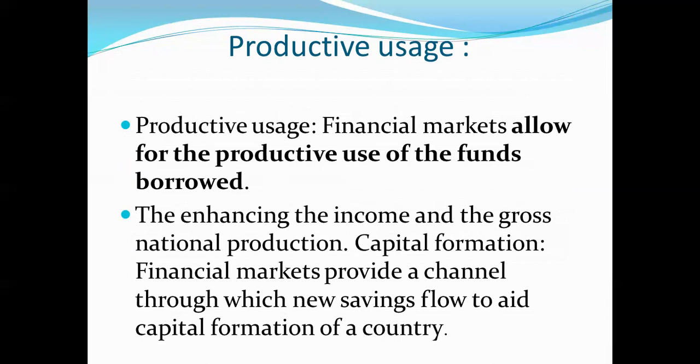Productive uses. The financial market allows for the productive use of funds borrowed. Whatever loan the organization takes from the investors, their main motive is to use that amount in the production process. It may be for increasing production, enhancing income, or development of the organization. As an effect of that, the income of the organization will increase and automatically it affects national production.